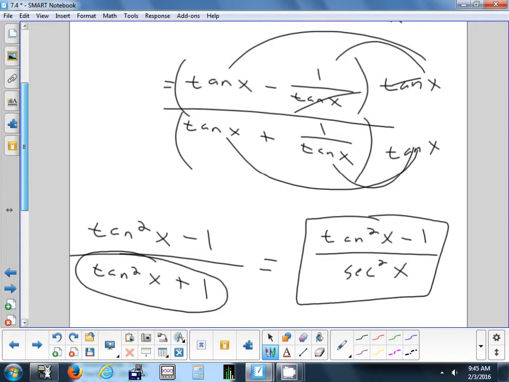I wouldn't expect most people to get this one right out of the bat. I would expect you to change to sines and cosines, because that's what we've tried. And I'd say 90% of the time, that's what you want to do. This problem's a little different. Any questions on that?